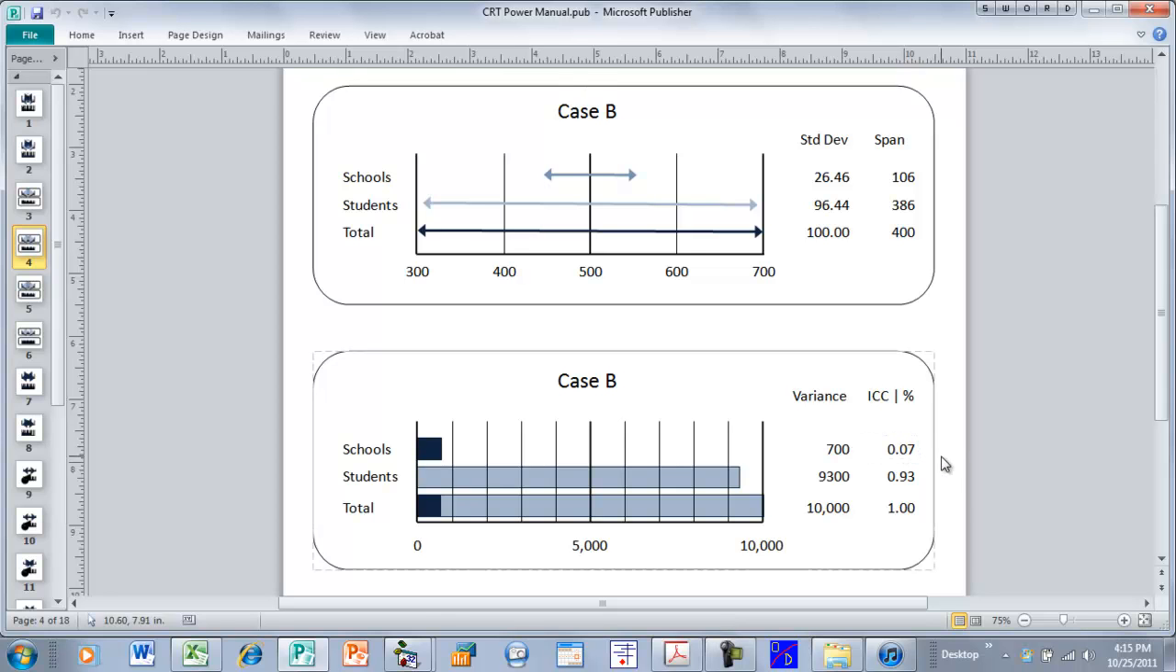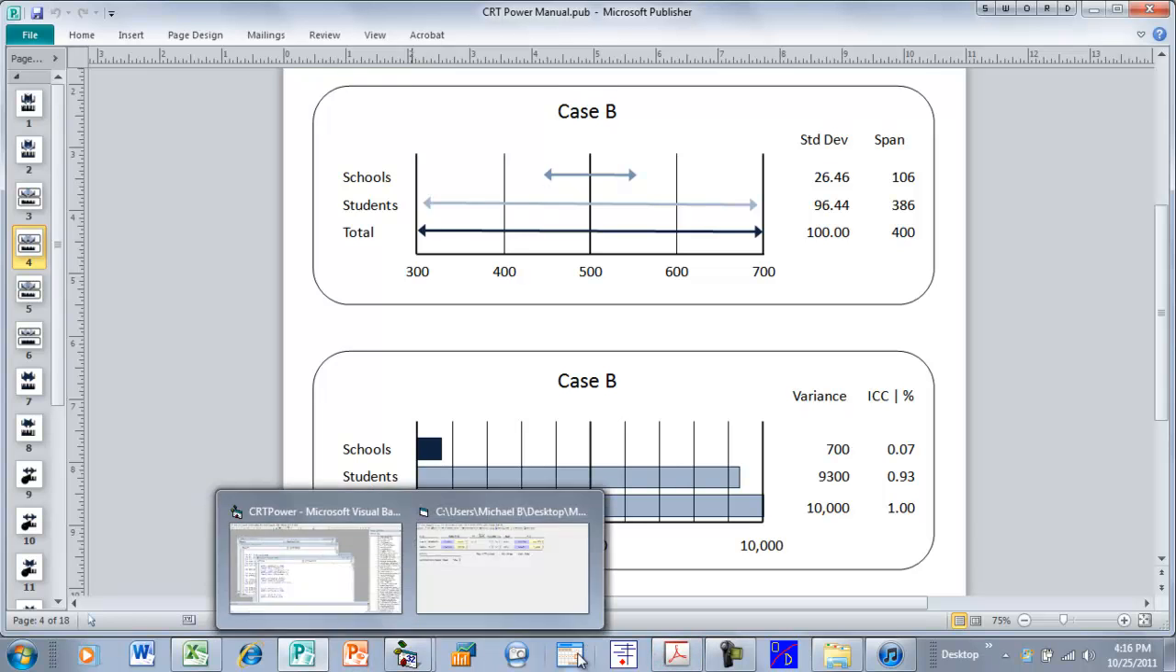One of the things the program is able to do is that it can work in either direction. If you start off by giving it the ICC and the total variance, it can actually produce this little schematic over here. On the other hand, if you start off by manipulating a schematic so that these spans are reflected in that schematic, it will go back and compute the ICC for you.